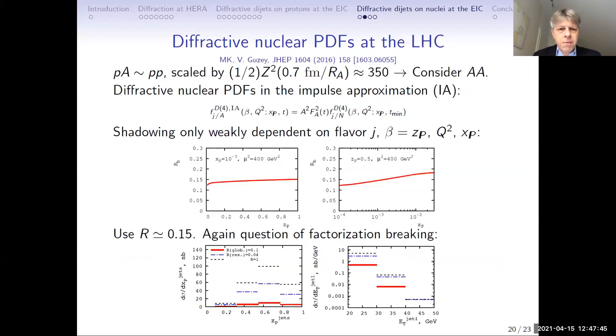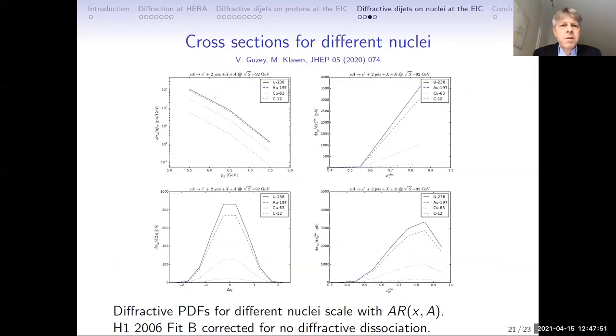So these are the corresponding results now for diffractive photoproduction on nuclei. The shapes look pretty similar to those on protons because the PDFs scale basically with the nuclear mass number A times a nuclear correction factor R, which turns out to be fairly constant. So the shadowing that we assumed here based on the leading twist model is about 65%. And we make predictions here for different nuclei from carbon to uranium.